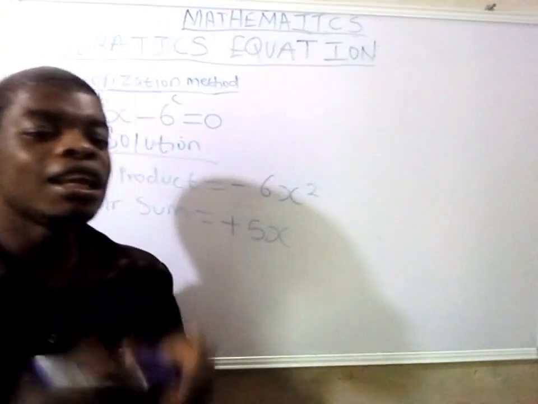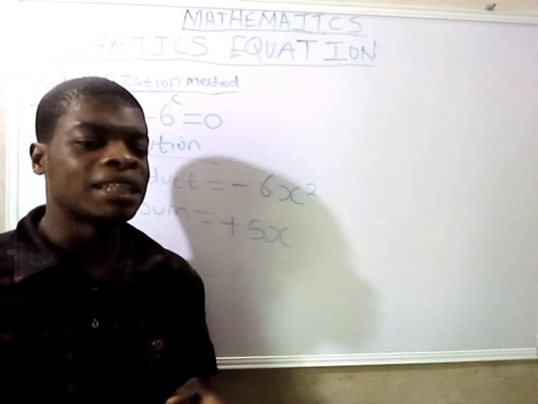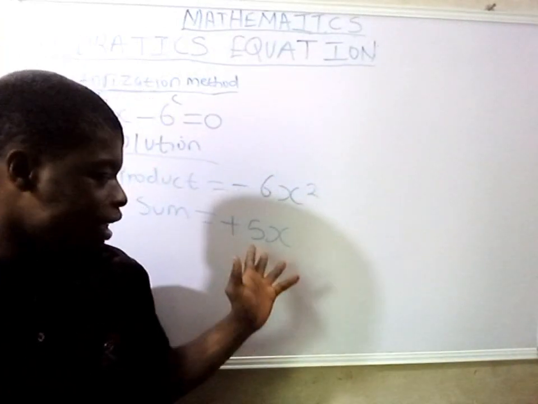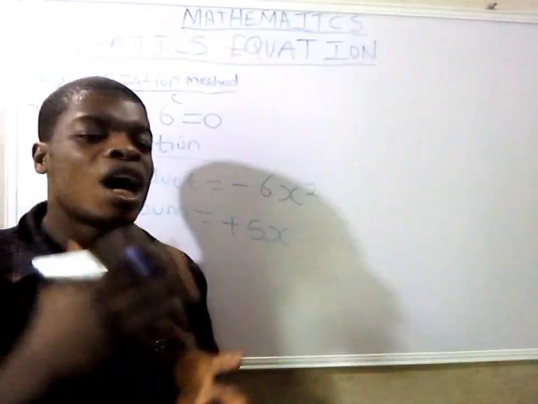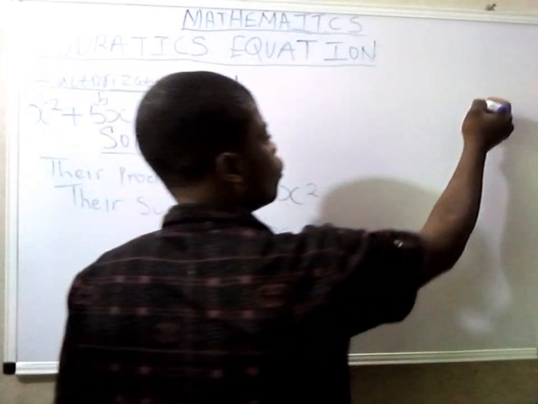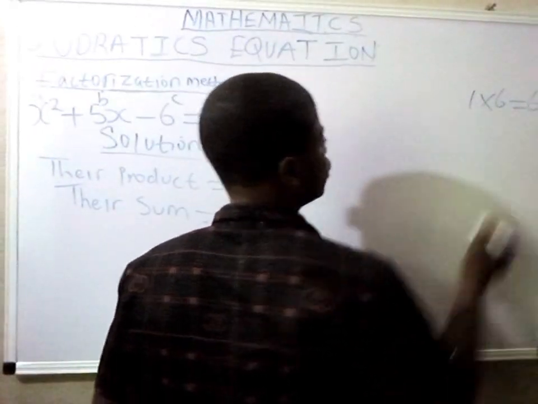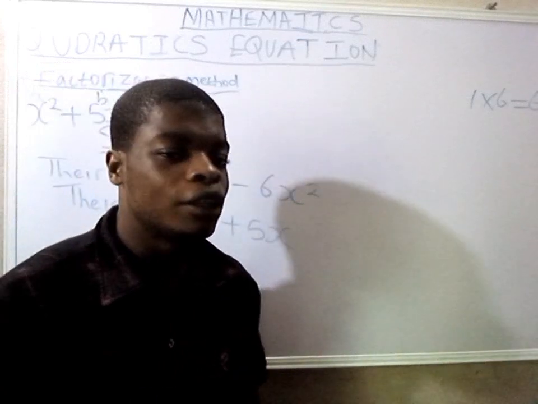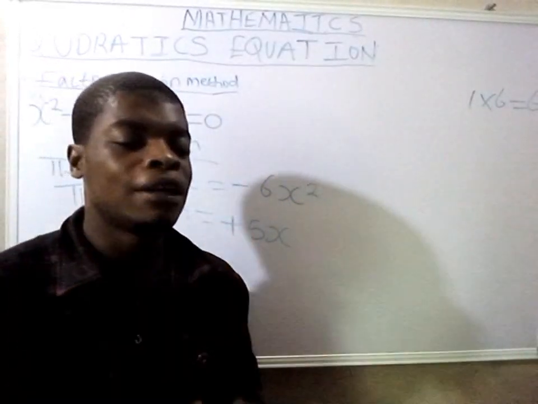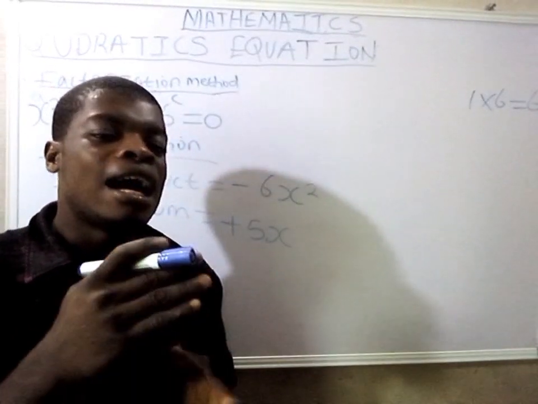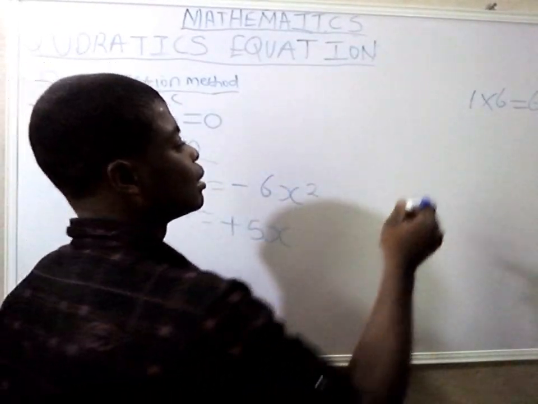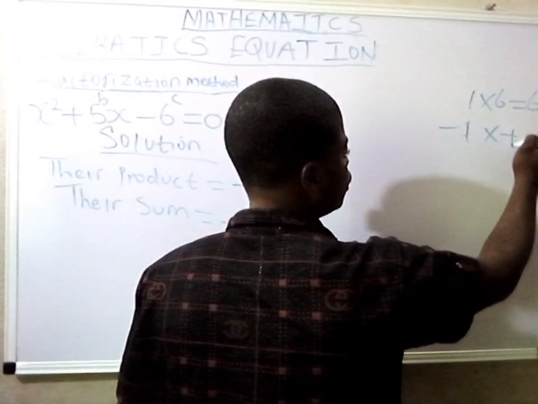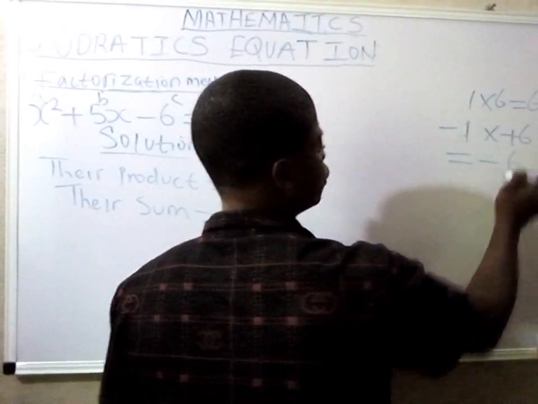Then the next step we take, look for two numbers that if you multiply it, you get their product, and if you sum it, you get their sum here. The number to use is 1 times 6. So we say 1 times 6 equals 6, but their product is minus 6x squared. So we introduce addition sign and subtraction sign by saying that minus 1 times plus 6 equals minus 6.